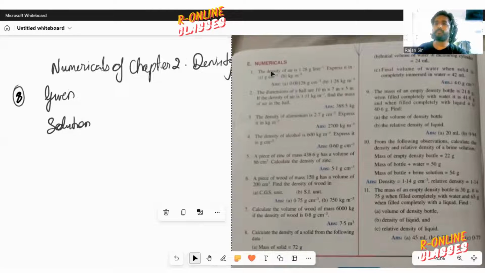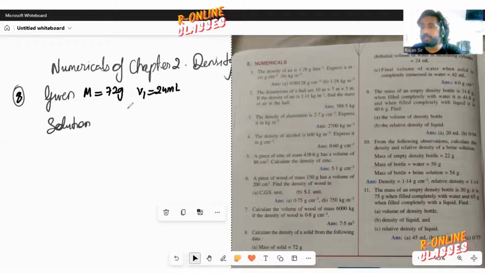Okay, so calculate the density of a solid from the following data. We have the mass of the solid, M, 72 gram, which is in CGS. Initial volume, let's write it as V1, 24 ml. Again, remember ml is in CGS. Final volume, let's say V2, it is 42 ml.